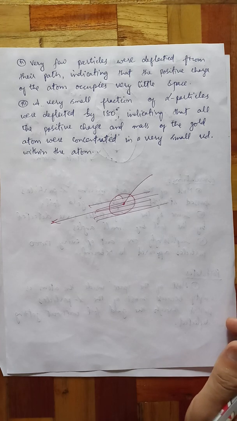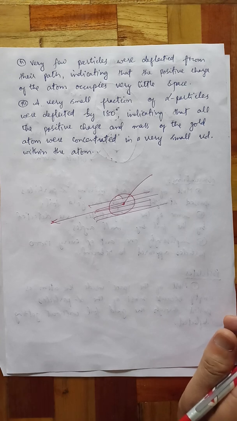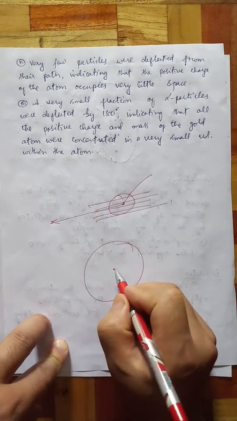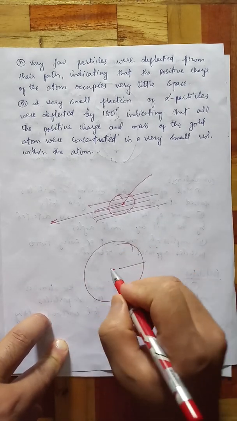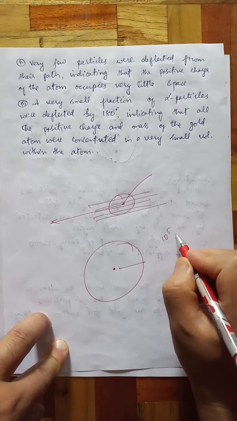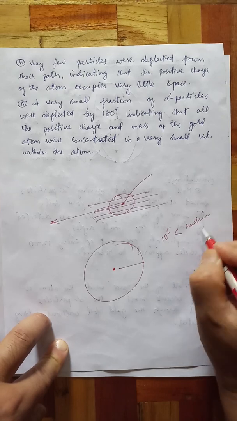So from the data, he also calculated that the radius of the nucleus is about 10 to the power 5 times less than the radius of the atom.